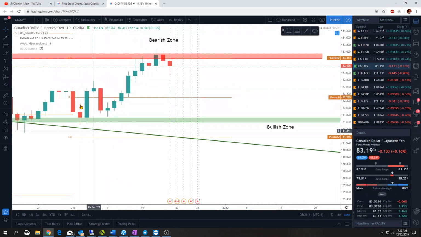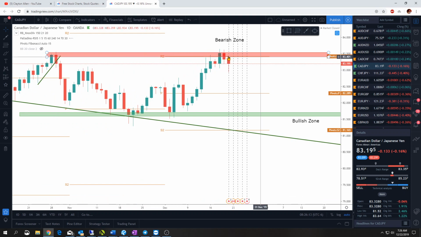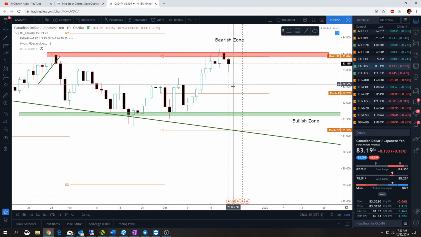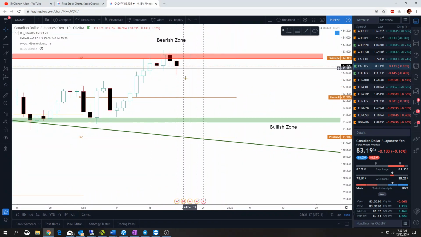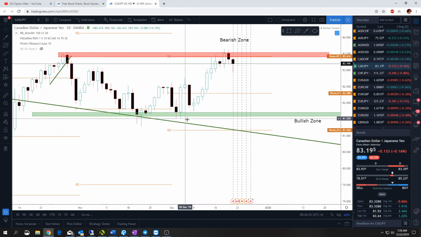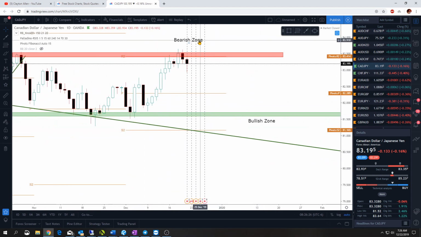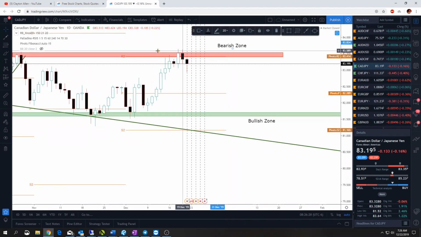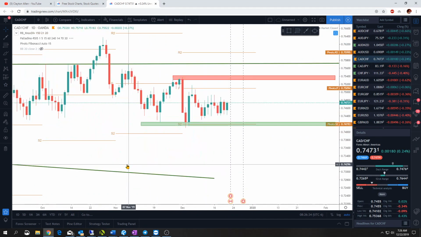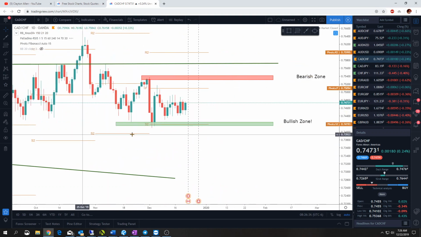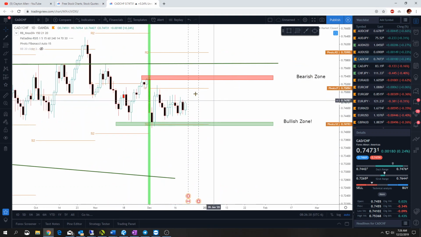Canadian dollar JPY, perfect time to be getting into a sell trade. You can see this pin bar daily. Yeah, I mean, it looks good to me. It's right in our bearish zone. Hit R2, pivots down here. Good trade.